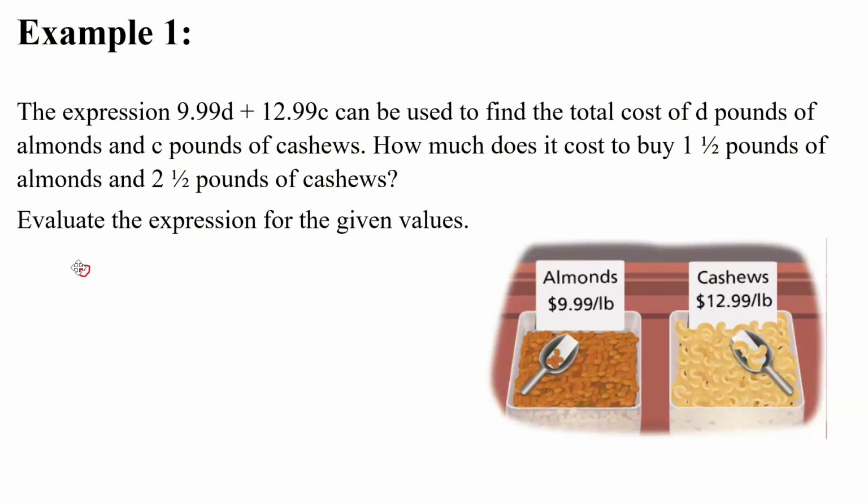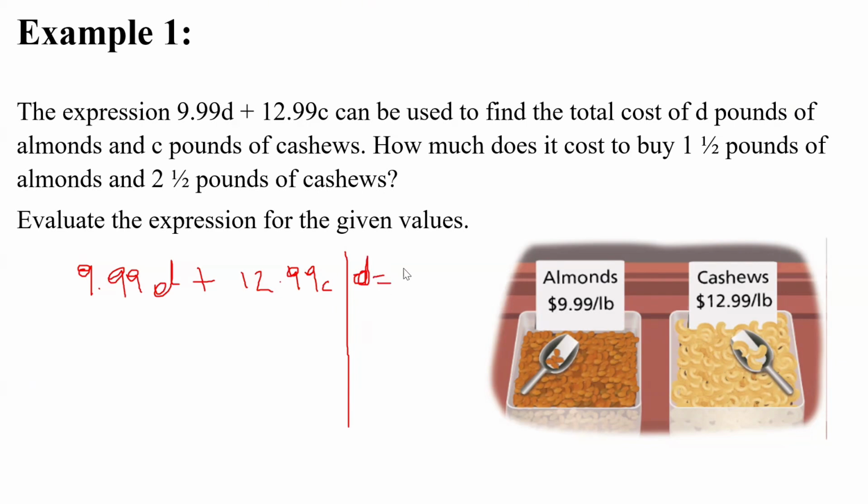So we have 9.99d plus 12.99c. So in this expression, we have two variables. Remember, we said that variables are letters that we use to represent something we don't know yet. Now we are going to write what each variable represents. Always write down your information, write down what you know.